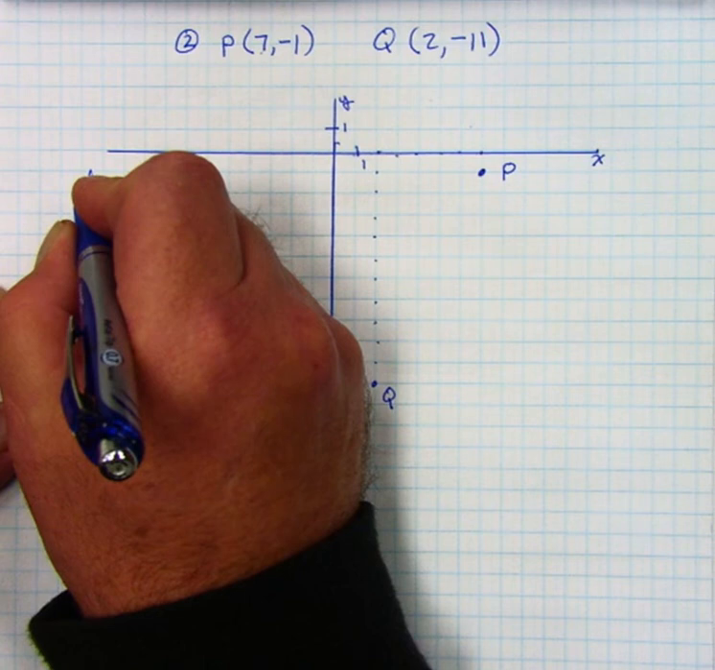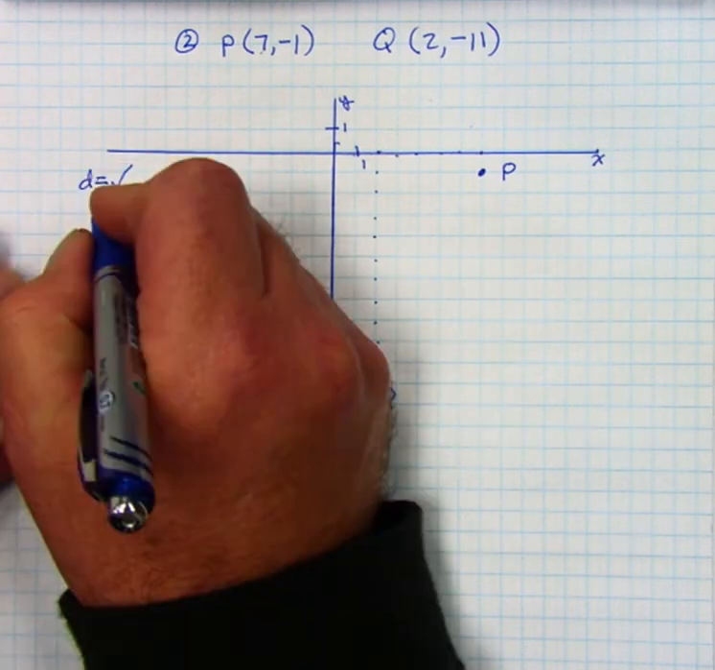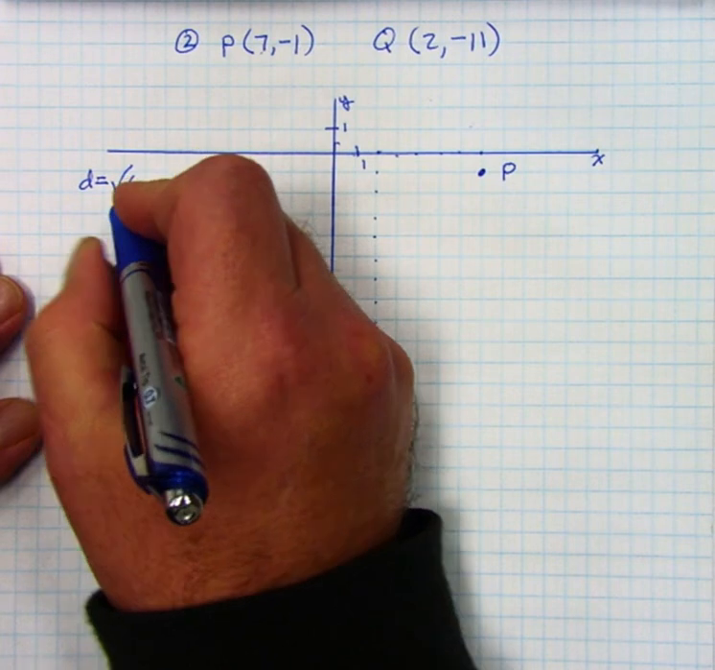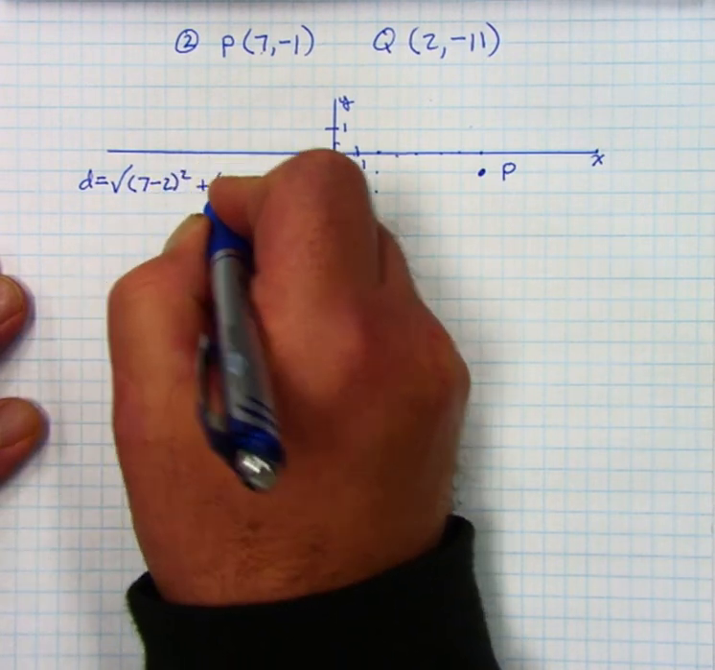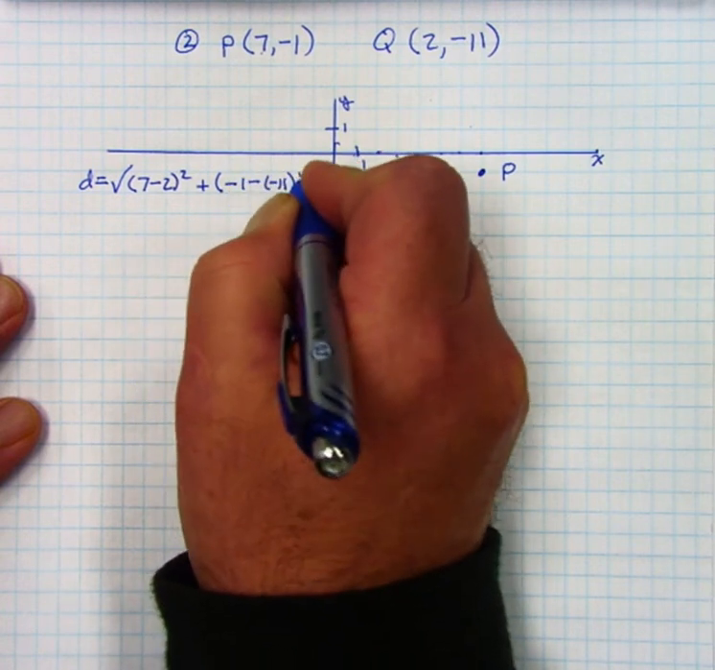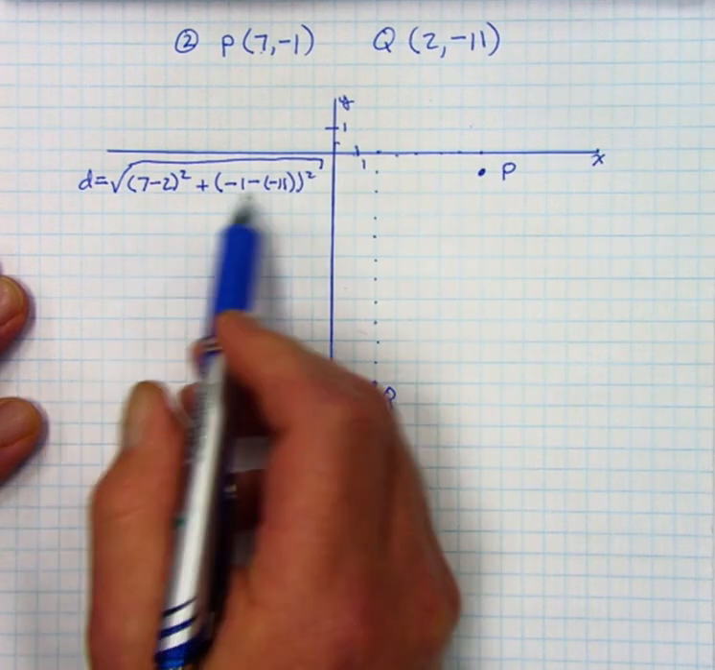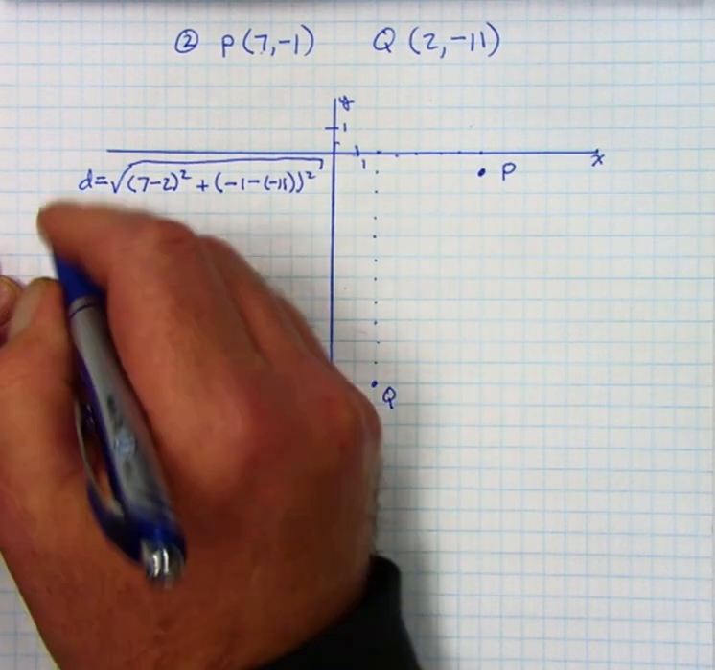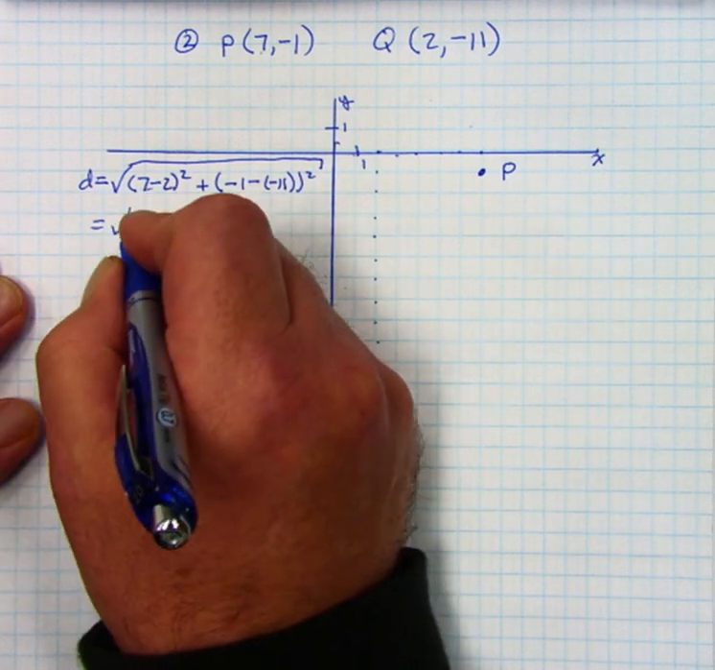So the distance from P to Q is going to be the square root. If you remember the distance formula, the change in x-coordinates is going to be 7 minus 2 quantity squared. The change in y-coordinates will be -1 minus a -11 quantity squared. Also in formulas, you want to make sure you show me the right numbers and right formula in the right place. This turns into 7 minus 2 is 5. 5 squared is 25.